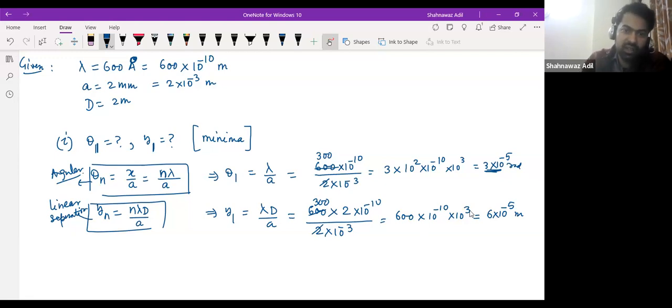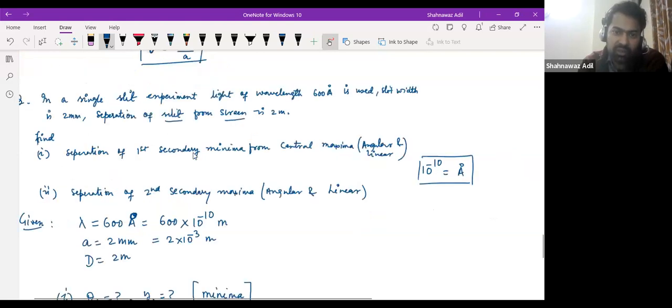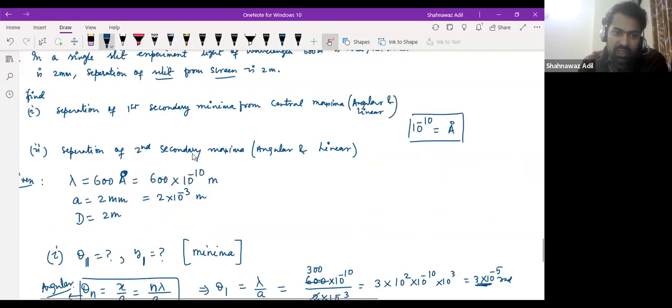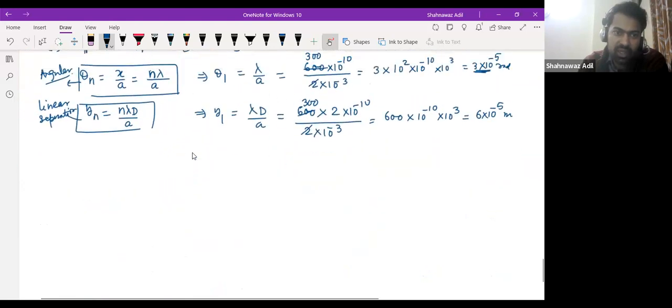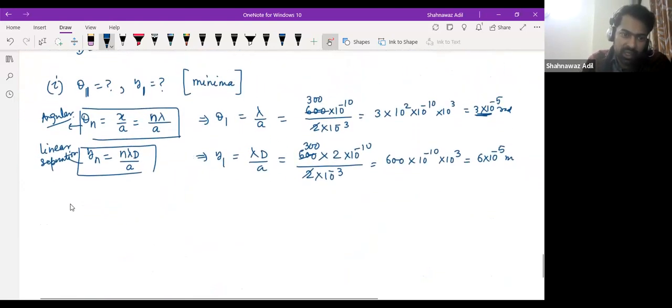Is this clear? Now you guys calculate for the secondary maxima one. You guys calculate the secondary maxima one and tell me what you get. So let me do that. So we have to find out theta 2 and y2, right?